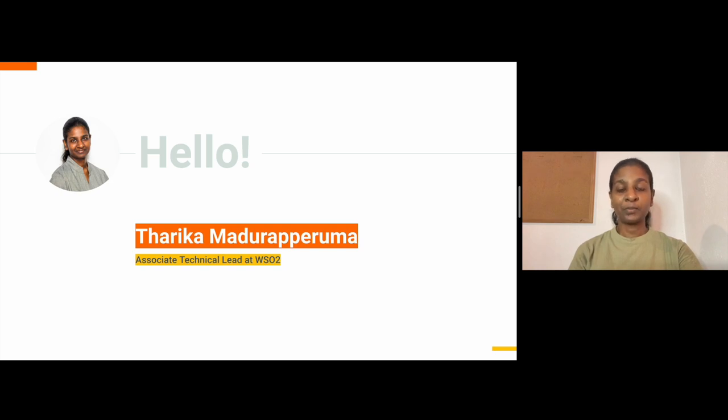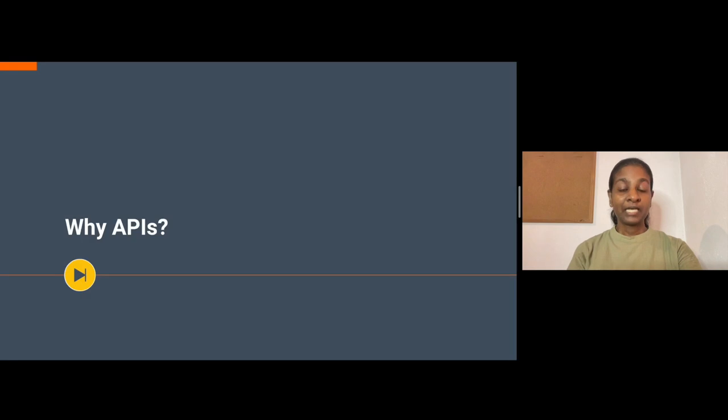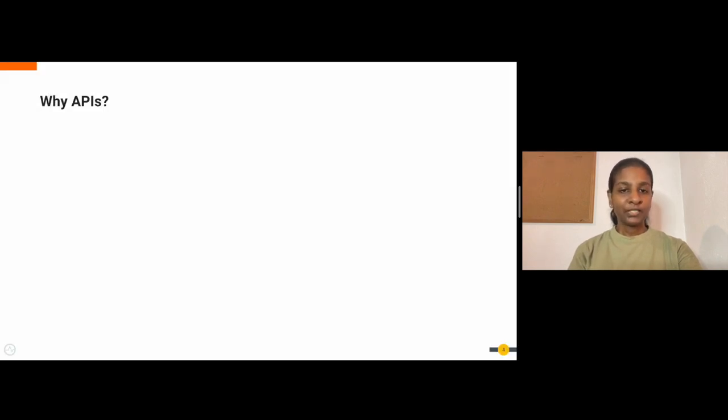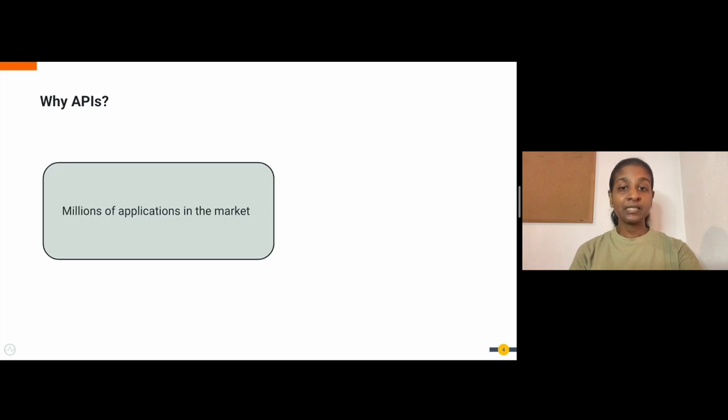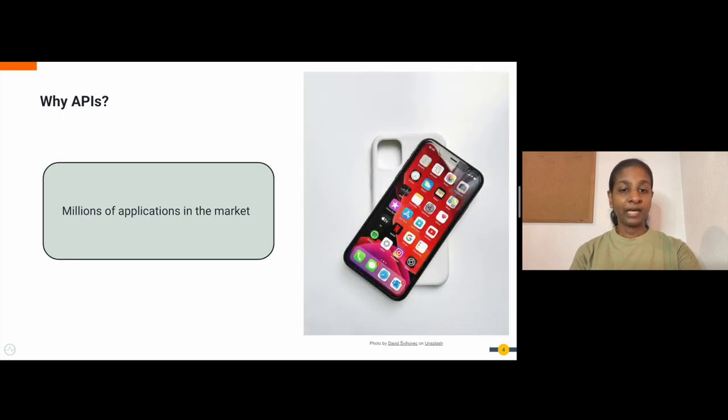Today we are going to talk about how APIs are used in organizations. Let's first talk about why APIs are so important. You know that today there are millions and millions of applications put out into the market every single day, ranging from mobile apps, wearables, smart appliances, and many more.